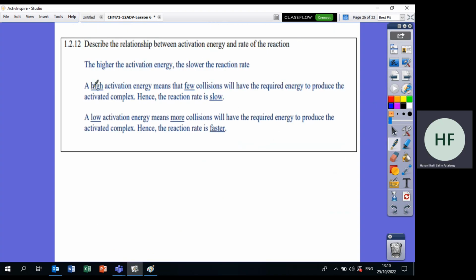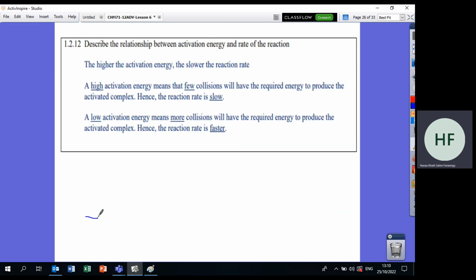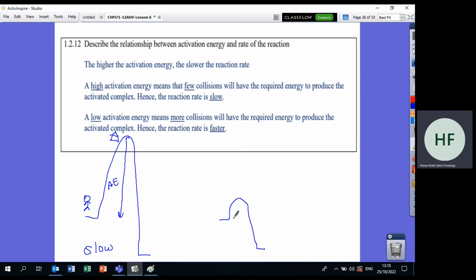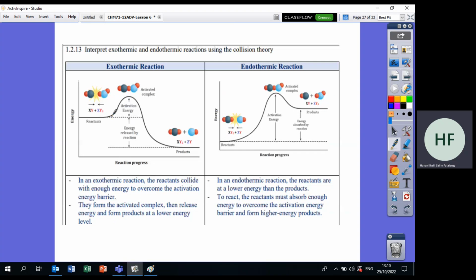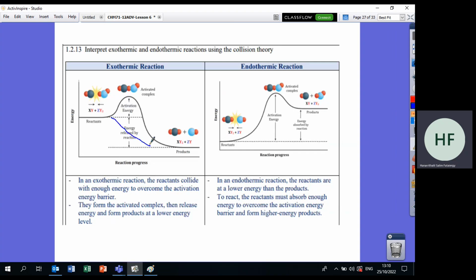Okay, now as we said, high activation energy means the reaction is slow because you need more time to reach your house. This is you, this is your house, this is the activation energy. So high activation energy means the reaction is slow. Low activation energy means you can reach your house faster. This one is fast and the AE is small. So as the AE increases, the reaction becomes slower. As the AE decreases, the reaction will become faster. Okay, now can you tell me if this reaction is exothermic or endothermic? And this one.